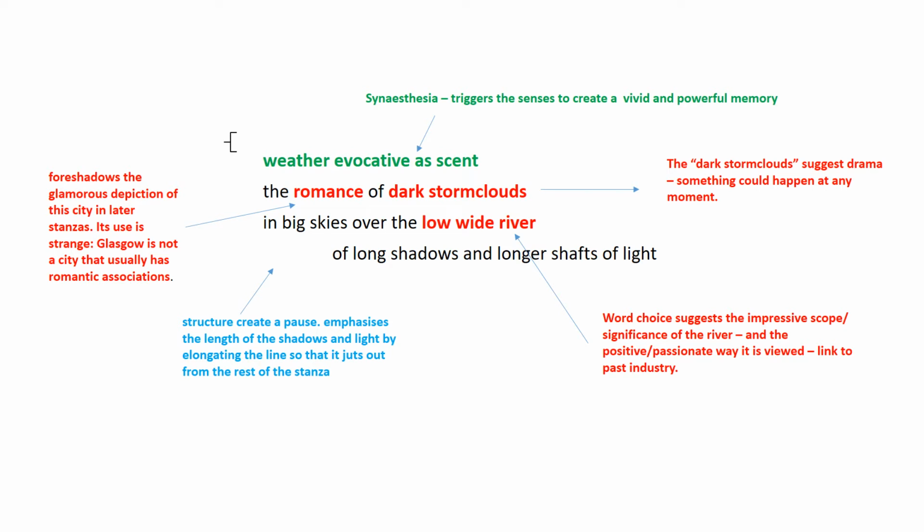We then have a pause here. I've drawn an arrow to a sort of blank space to show you that. The way this is set out is on purpose. It's the way that Lockhead actually sets her own poem out. The structure of that really makes you stop for a minute. It creates a pause and emphasises the length of the shadows and light behind by elongating the line, so it juts out from the rest of the stanza. It's again to create a vivid picture in your mind here, and to make you stop and think about what you're witnessing.